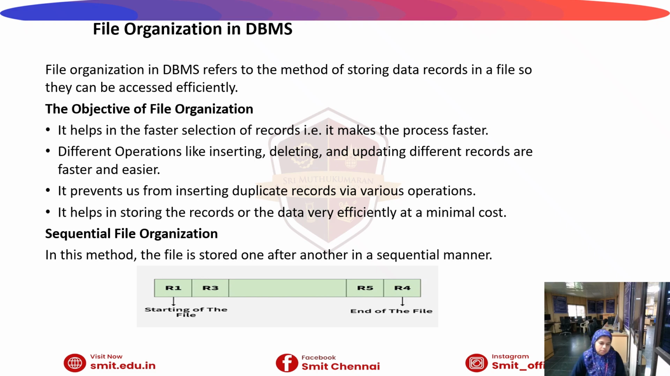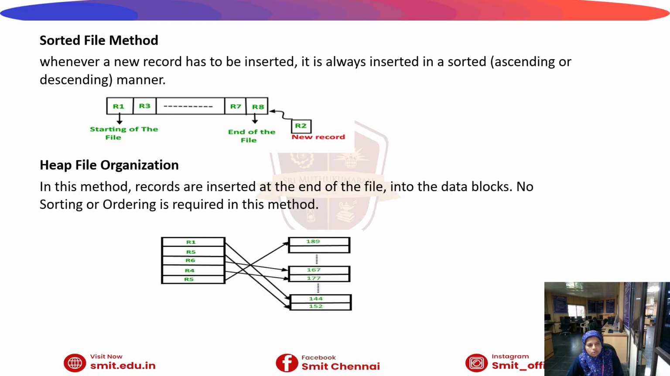In the diagram, it shows, starting from the file to the end of the file, a sequence. In the indexing file, we can see that the data will be stored in a sequencing manner. Sorted file method: whenever a new record is inserted, it is always inserted in a sorted way. So from the start of the file to the end of the file, the new record will be sorted there itself, in ascending order or in descending order.